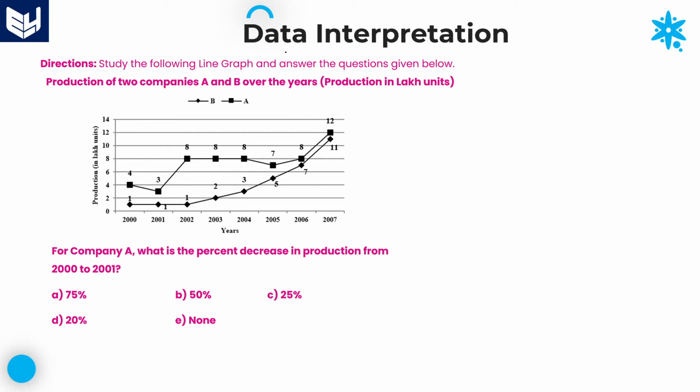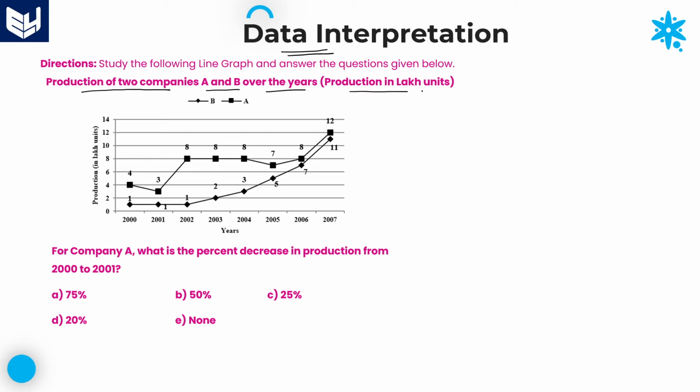In this session, I am continuing line graph data interpretation. First of all, look at the information carefully and then according to the given information, we need to solve the questions. Here the information is about production of two companies A and B over the years.